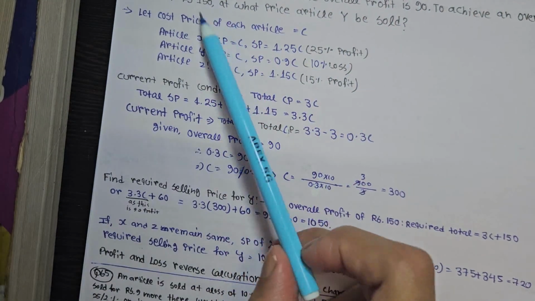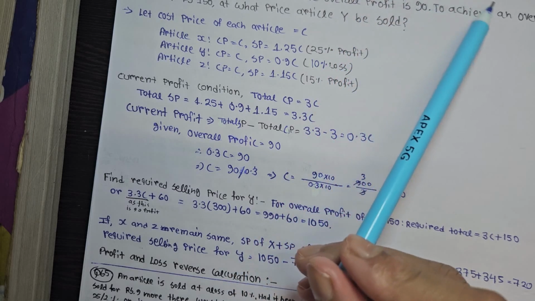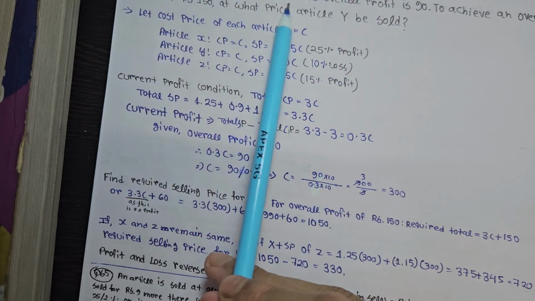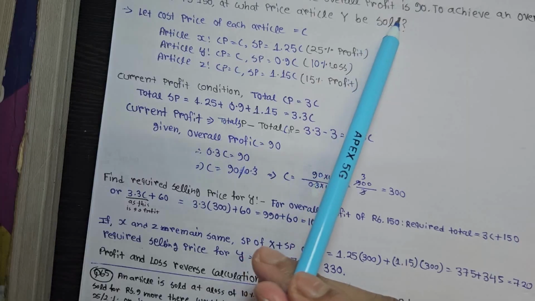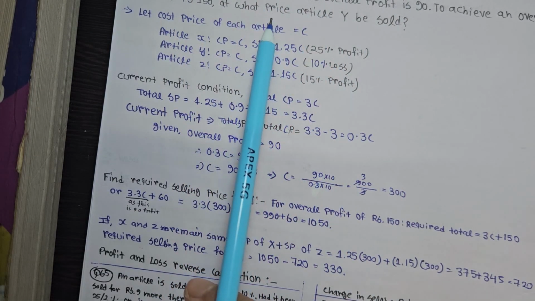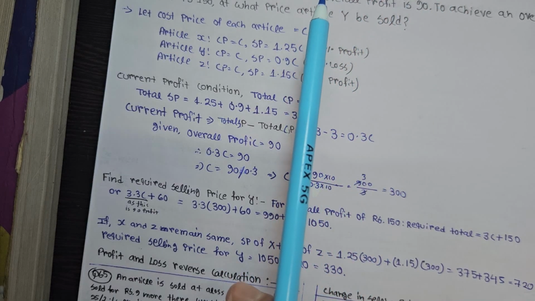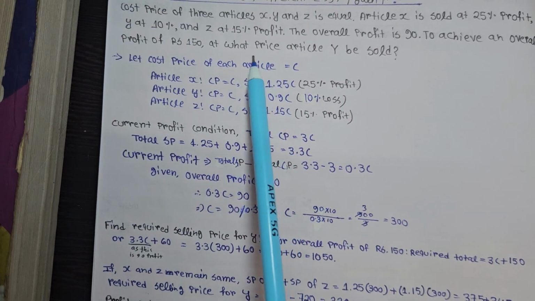The cost price of 3 articles X, Y, Z is equal. Article X is sold at 25% profit, Y at 10%, Z at 15% profit. The overall profit is 90 rupees. To achieve an overall profit of 150, at what price should Y be sold? It is a bit advanced level problem, but I think we will be fine.